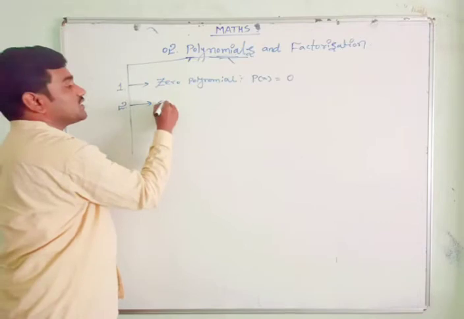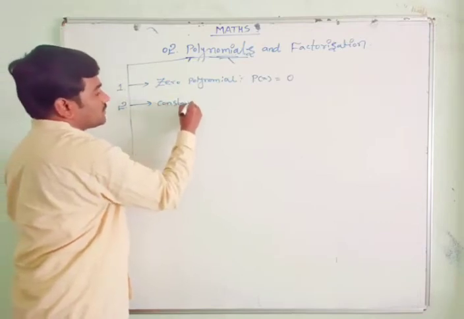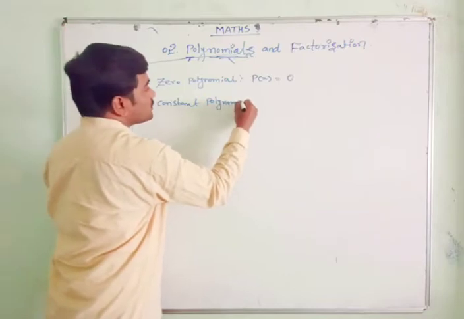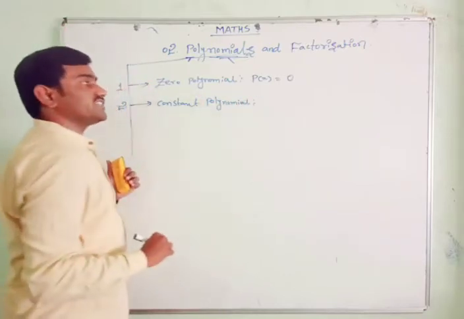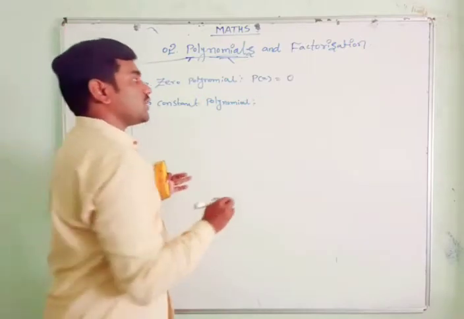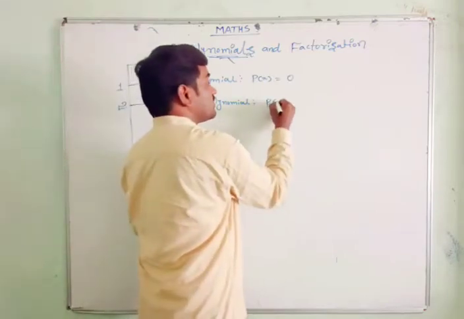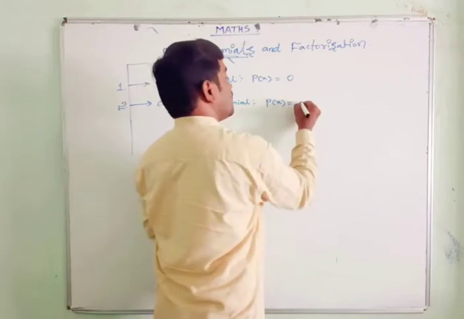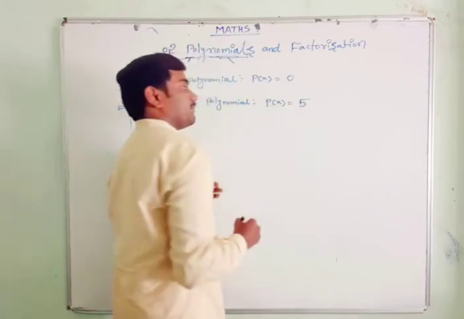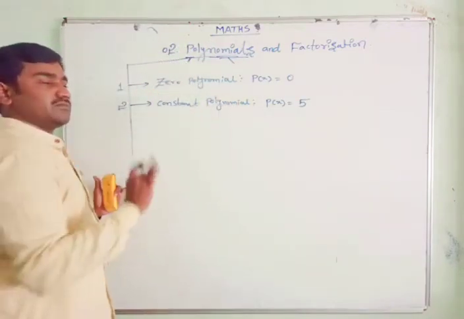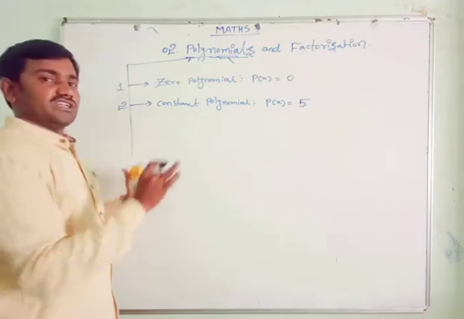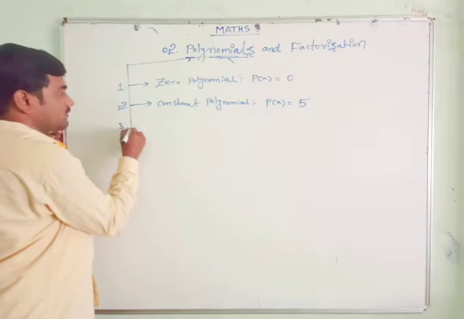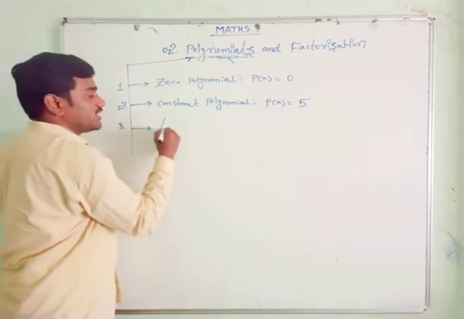Next, constant polynomial. Constant polynomial means if an algebraic expression contains only a constant term, then it is known as a constant polynomial. Suppose 5. It is a constant number. No other terms are there, only a constant term. So, constant polynomial. Then the third one, linear polynomial.